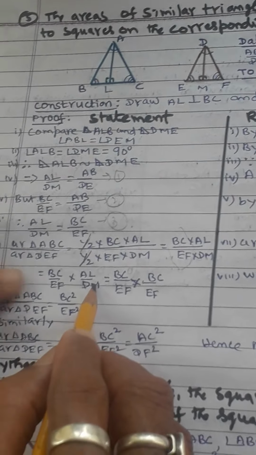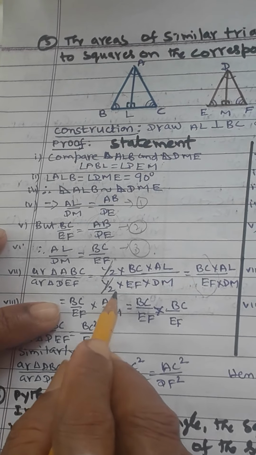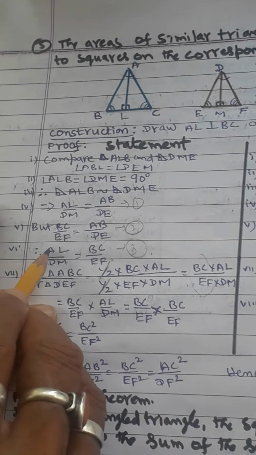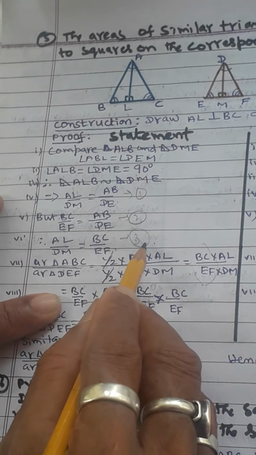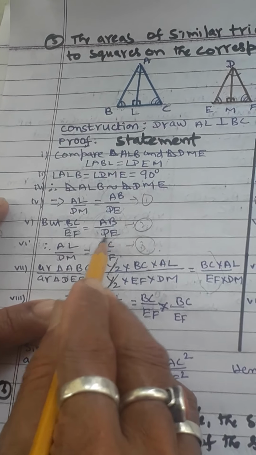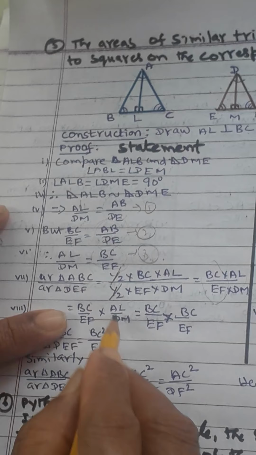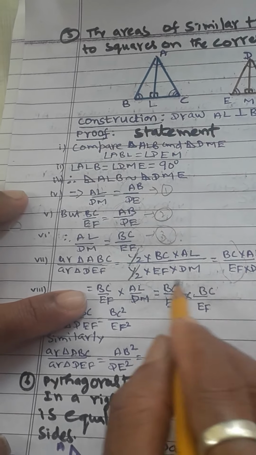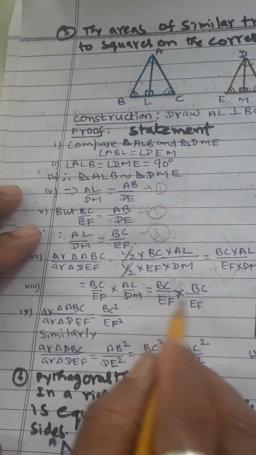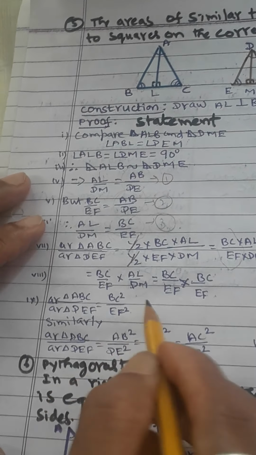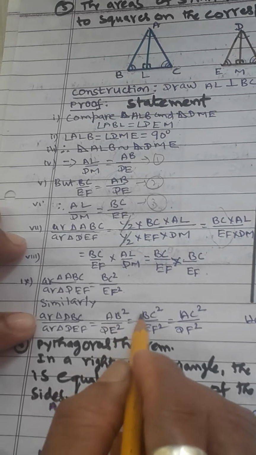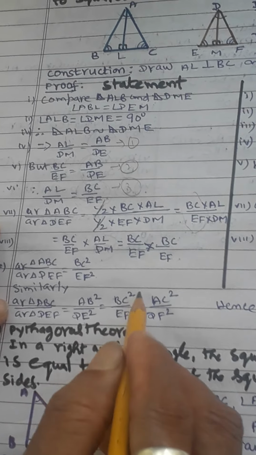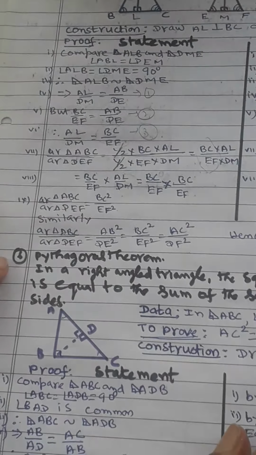Why I am separating: we already know that AL divided by DM, by taking equation number 3, is equal to BC divided by EF. So I am replacing AL by DM with BC divided by EF. Now BC into BC I will get as BC square, and EF into EF I will get as EF square. Similarly, we can also prove that AB square divided by DE square is equal to BC square divided by EF square, which is also equal to AC square by DF square. Hence this theorem is proved. Then we will go for the Pythagoras theorem.